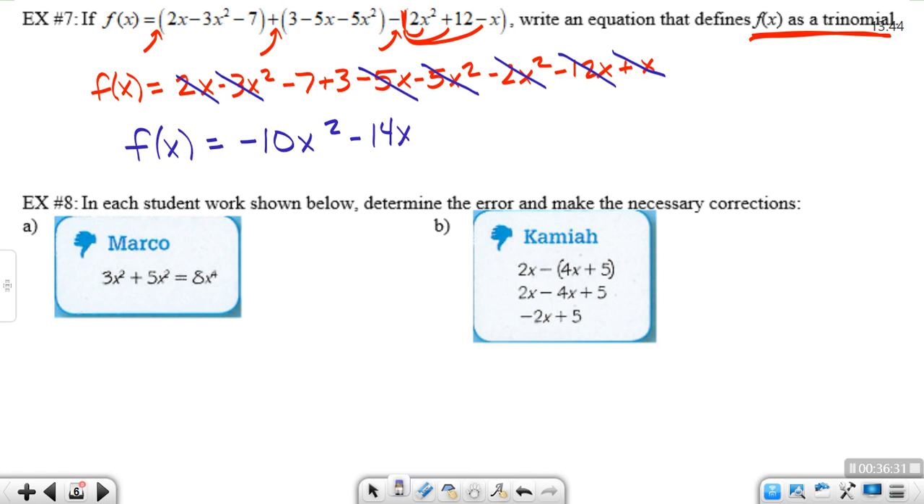So now I'm going to jump to my constant terms, which is simply negative 7 and a positive 3, which gives me a negative 4. So I want to make sure that I answered the question. It told me to write an equation. So I do have an equation. There's my equal sign. That defines f of x. They want us to keep calling this equation f of x, so that's why I continue to bring the f of x down as a trinomial. And we do have a trinomial because we have 1, 2, 3 terms.